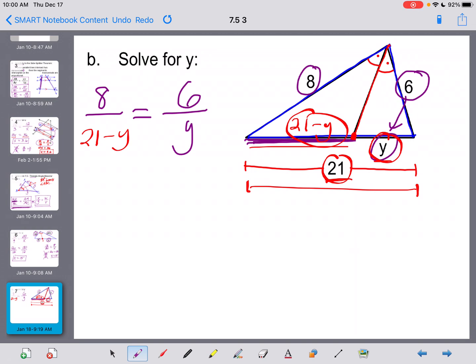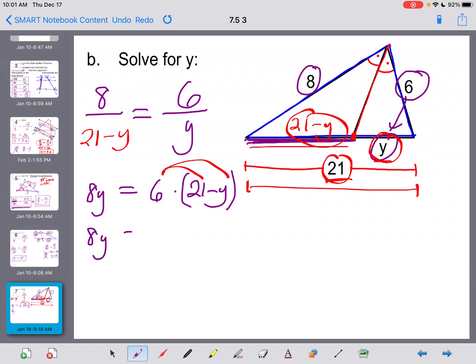All right, guys, time to cross multiply. I'm going to do an 8y. That's my first cross product, is equal to, and I sure hope we've had enough practice at this, when I go to multiply 6 times 21 minus y, we need to recognize that 21 minus y is a binomial, and we have got to put parentheses around it, and then distribute that 6 inside there. Can't get these problems right if we can't recognize when we need parentheses and when we need to distribute. So 6 times 21 is 126, and a minus 6y.